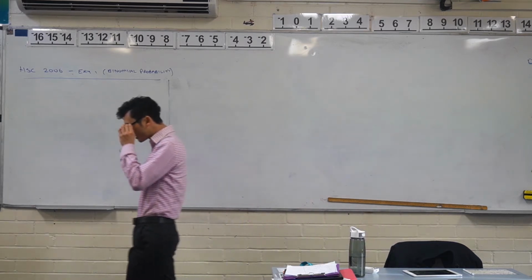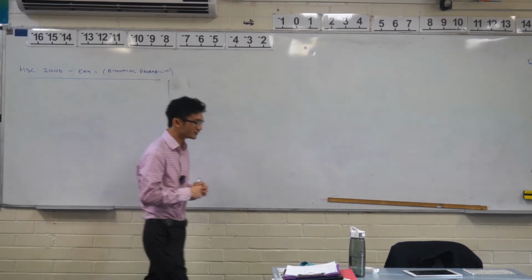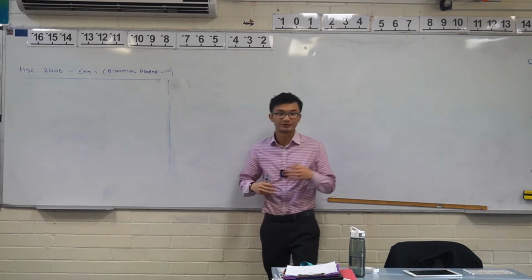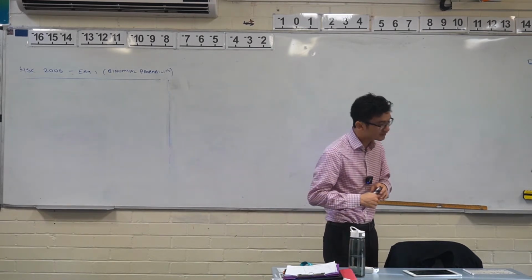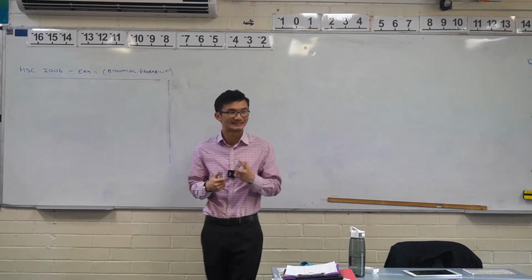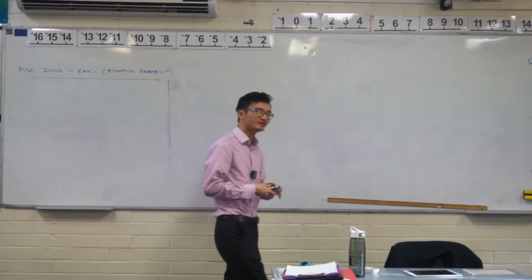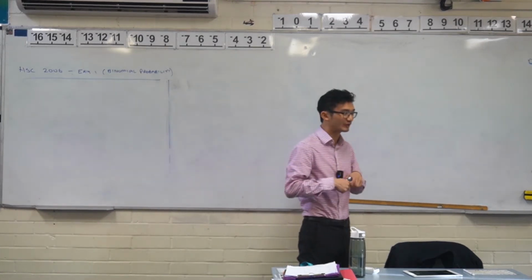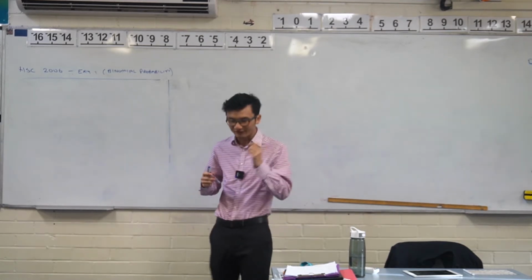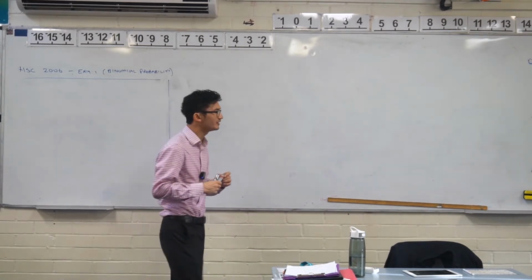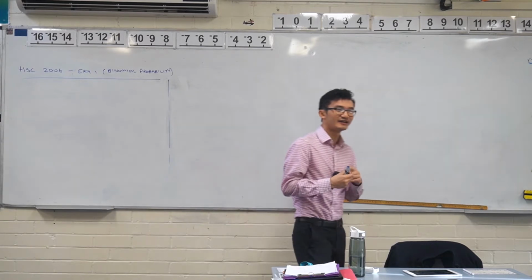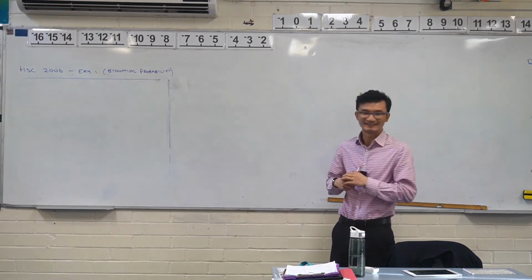So I want to have a look at this HSC 2006 question from Extension 1 on the topic of binomial probability. Before I show you, my first reaction to seeing this question was, I think the best way to summarize it, there's this quote from The Office where Michael Scott says, "I knew exactly what to do." But in a much more real sense, I had no idea what to do.